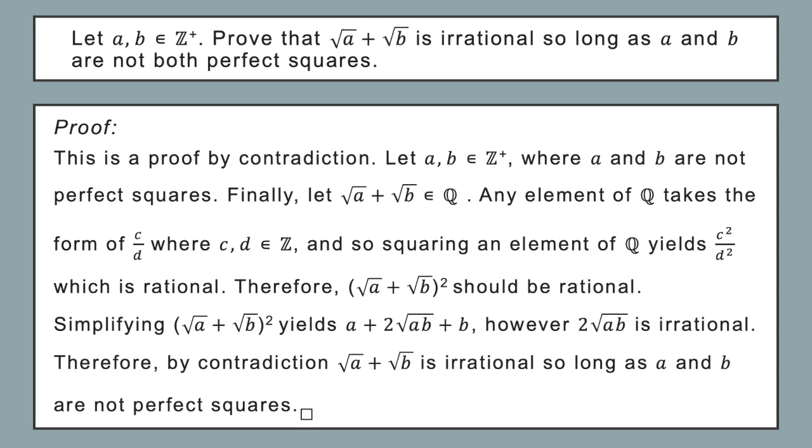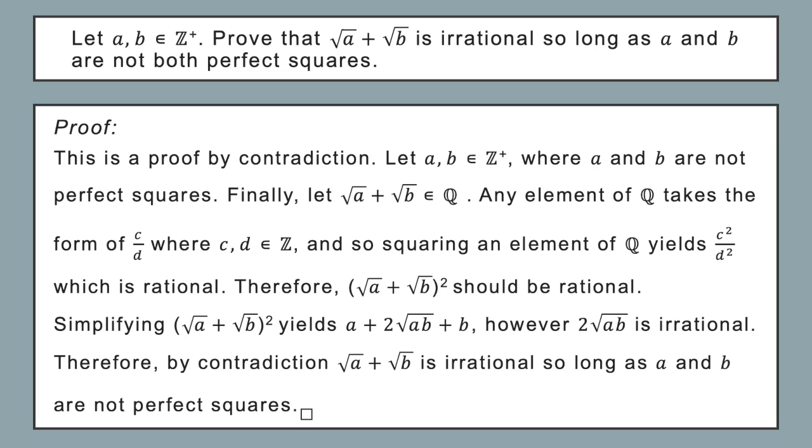Therefore, we can use the same logic, so the square root of a plus the square root of b, squared, should also be rational. Simplifying this, we get a plus 2 times the square root of a times b, plus b. However, we see that 2 times the square root of a times b is irrational. Therefore, by contradiction, the square root of a plus the square root of b is irrational, so long as we meet our initial criteria of a and b not being perfect squares.